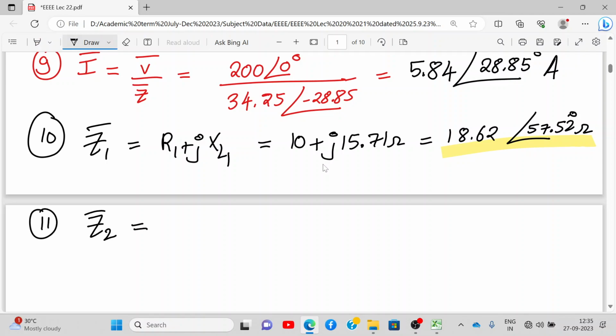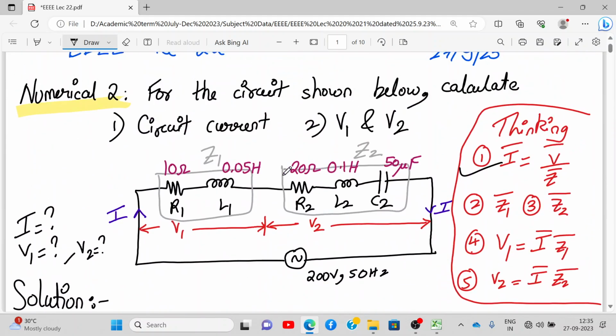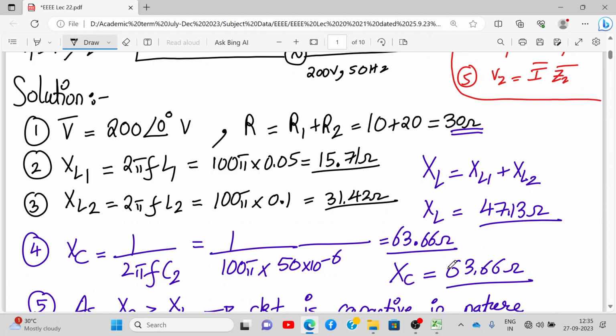Achha, what will be Z2? See here. Z2 is R2, L2, C2. What is XL2? 31.42. And what is XC? 63.66. So the circuit nature is capacitive.